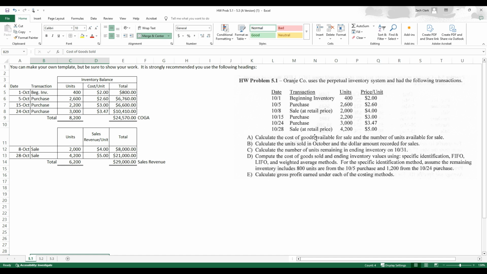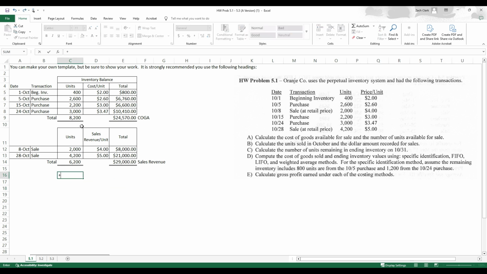So number A says calculate the cost of goods available for sale. So this is our cost of goods available for sale, and the number of units. Calculate the units sold and the dollar amount recorded in sales. So that's basically what we did there. So the total cost of goods that we could have sold was $24,570.